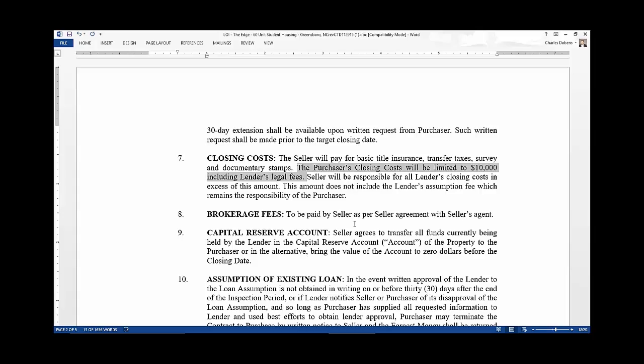So what you do here in this particular provision is we limit the lender's closing costs. And we tell the seller, hey, we understand that we're on the hook for some legal fees at closing, but we're not going to be on the hook for a huge number. We're going to be on the hook for what's reasonable and customary. So we set that number at $15,000. If it goes over this number, you've got to pay it.